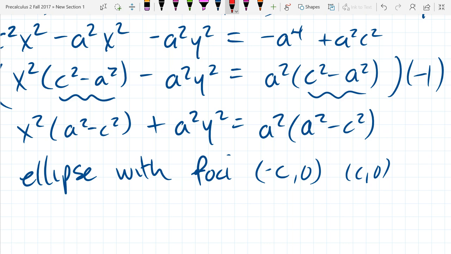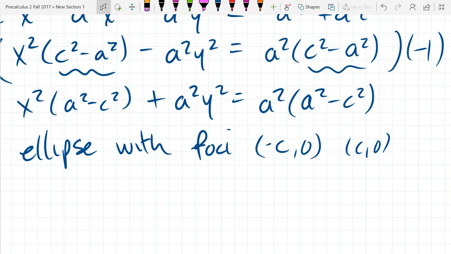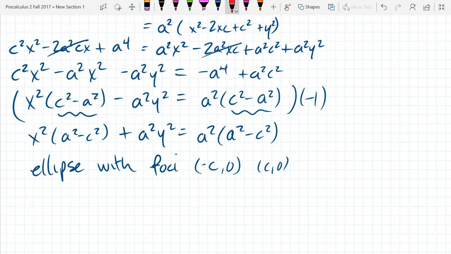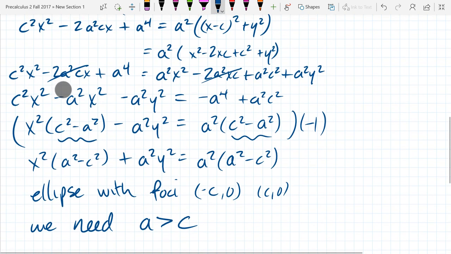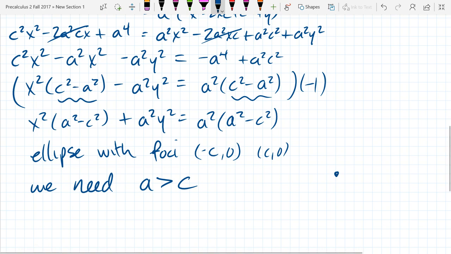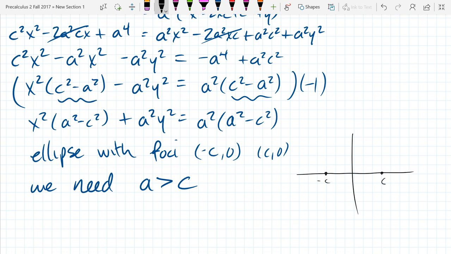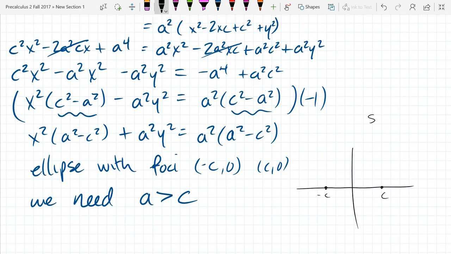All right, so we're going to make this less ugly, very slowly. So we need a to be bigger than c. I'm going to scroll back up and see why we need a to be greater than c. Actually, we can just redraw the foci right here. Remember the sum of the distances is 2a.